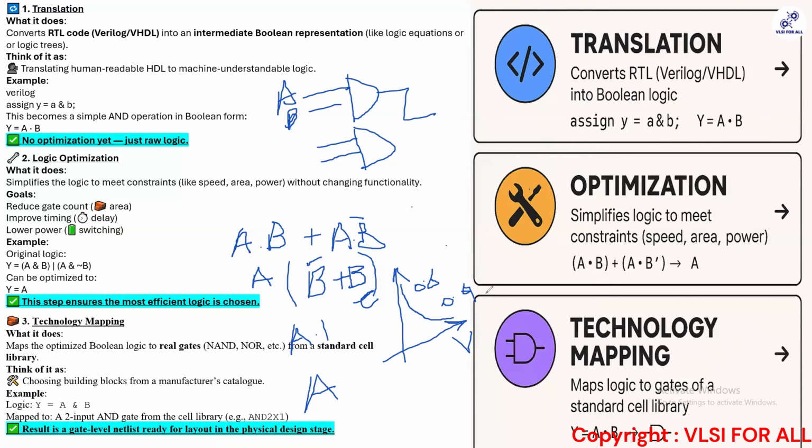MCMM is something where, at the initial stage, you tell the tool, these are my corners. But in the library itself, it goes in a format like: if this is my cell in this corner, my setup time will be this, my hold time will be like this. So for each of your libraries, you will have different corners.